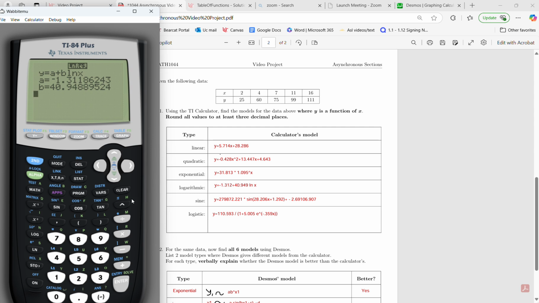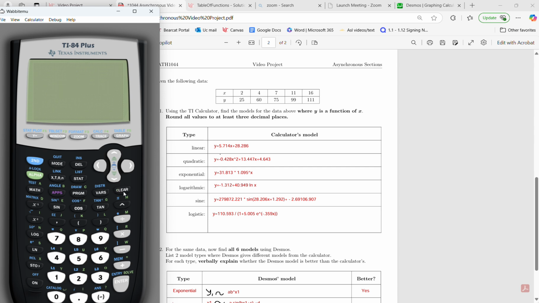Next one is our sine or periodic. Go to Stat, Calc, and you're going to go all the way down to SinReg, enter. It's important to have the iterations as 3, which looks like it's the default, so we're all set. A, B, C, D. Perfect, that helps us form that equation.